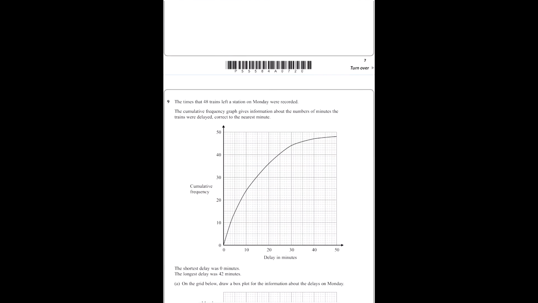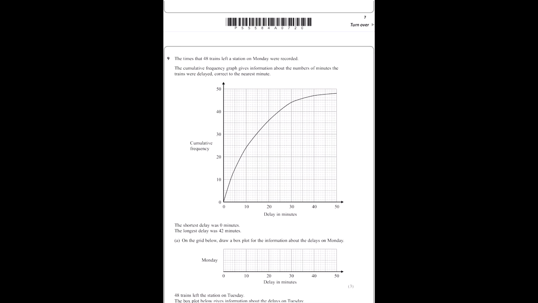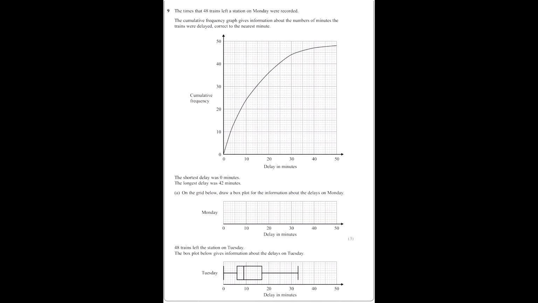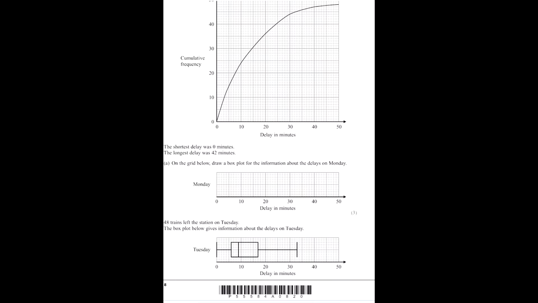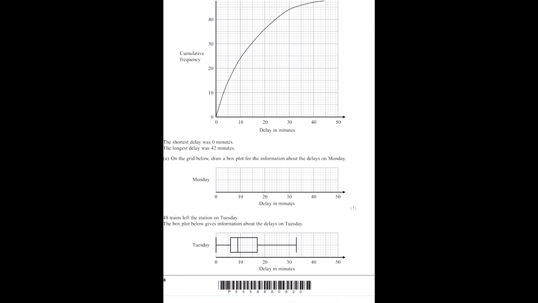The times of 48 trains that left a station on Monday were recorded. The cumulative frequency graph is given here with the delays. The shortest delay was 0 minutes, the longest was 42. On the grid, draw a box plot for the information about delays. The main things about the box plot are that we need to plot the quartiles and then the range.